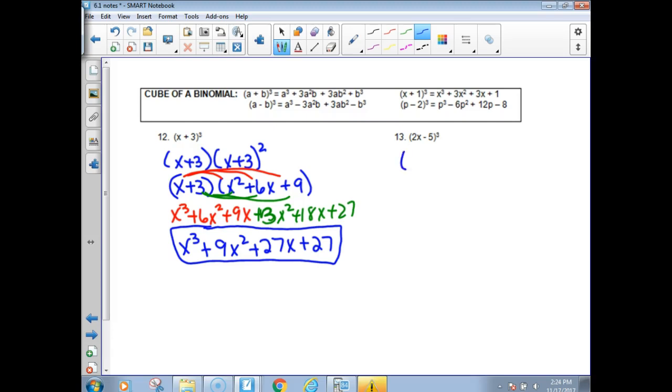Okay, so I'll do the same for this one. 2x minus 5 times 2x minus 5 quantity squared. Okay, so I'm just going to rewrite the 2x minus 5, the first one, and do the quick foiling of this, which would be 2x times 2x, 4x squared. 2x times negative 5 is negative 10x. Doubled would be negative 20x. And last, plus 25.